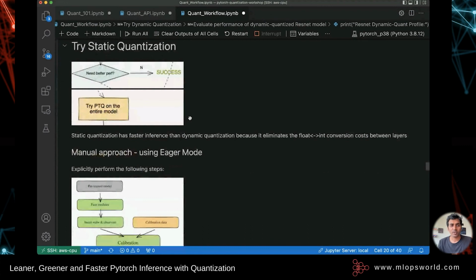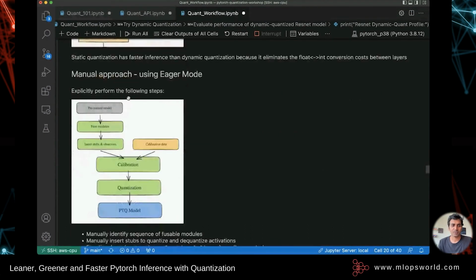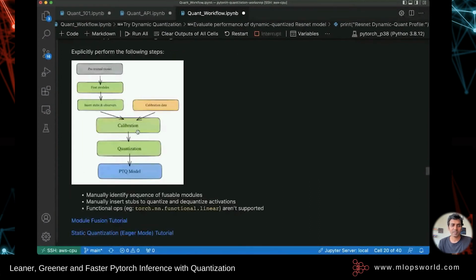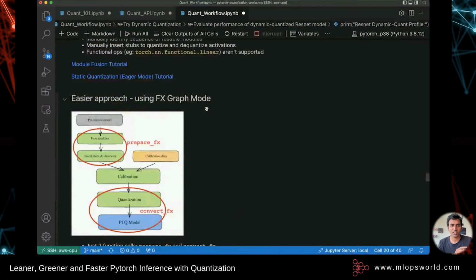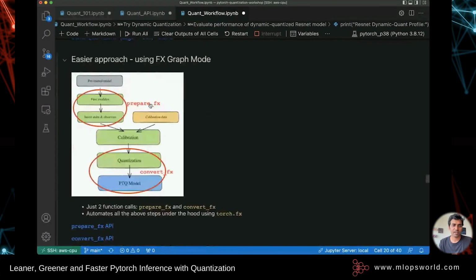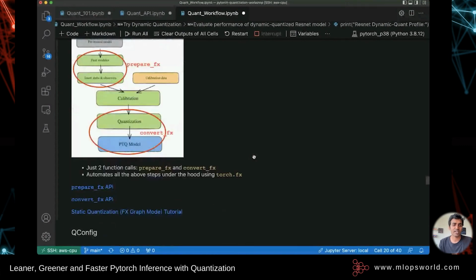So what we're going to do now is try static quantization. We covered this. Using eager mode is very manual. It does all of these steps. But using FX graph mode automates all of this, and we just have to call two functions. Prepare FX does this under the hood automatically, and convert does this. That requires a lot less code writing.